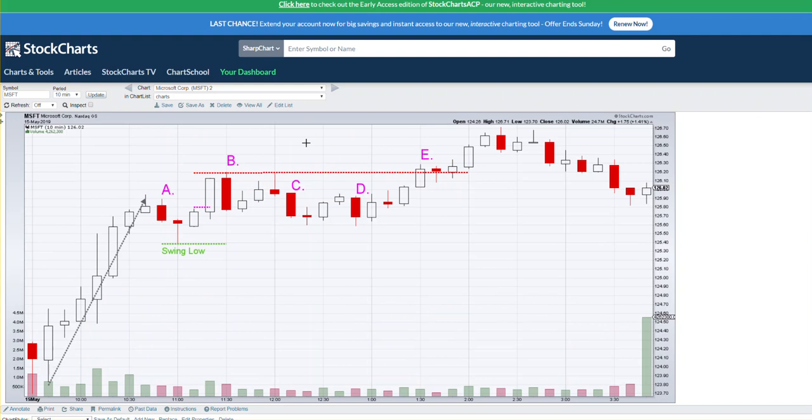Now here we are looking at the Microsoft 10-minute chart from May 15, which was just this past week. You can see it started pretty strong and it was up $2 within an hour of the open. And then came the first pullback right there at point A. Traders get excited and they start shorting because they're happy that they have got the top of the price. You can see it made a bearish candle, but there was no follow through to the downside.